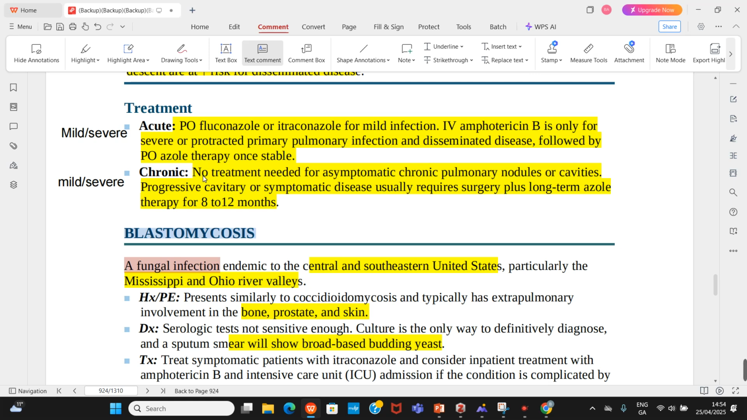Unless the cavities are symptomatic and they are progressive, that's when you can go and do surgery to remove those cavities and place them on azoles. Don't forget the cavities are potential sites for aspergilloma to form. So the cavities can also rupture and there could be massive hemoptysis. So if it's symptomatic or it's getting too large, please go in and do surgery and remove it.